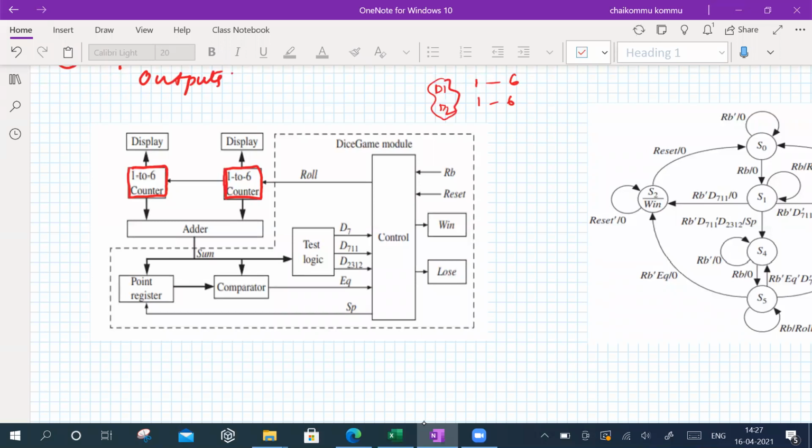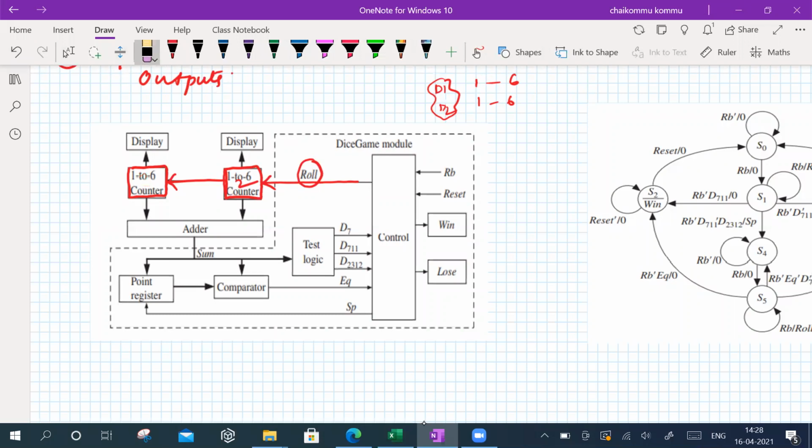We have to give a control signal, the roll control signal, that means the enable signal to the counter. We have seen how to give the enable to the counter. As soon as the enable signal comes to the counter, it automatically counts the number. Once you press the roll button, the roll signal is the enable signal to counter 1 and to counter 2. So it will generate numbers, for example 2 and 3. That will be displayed by using display numbers. Fine.